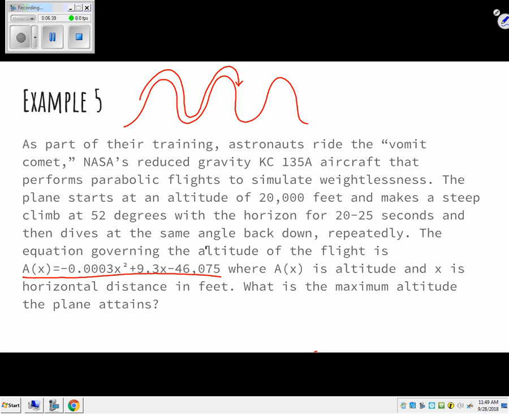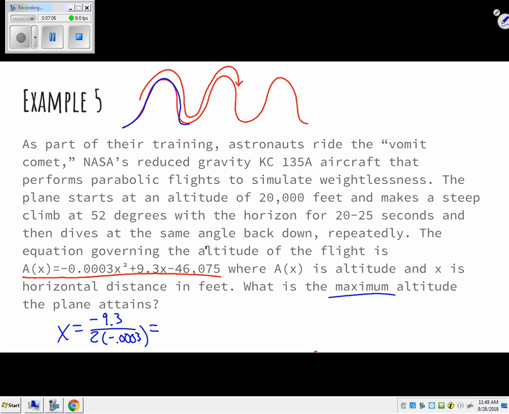I'm going to outline it in blue right here. So one of these parabolas, where A of x is the altitude and x is the horizontal distance. Again, it's asking for a maximum altitude. So I'm going to go find what that maximum altitude would be. They've already given me an equation on this. That's going to make this problem just a tad bit easier. So I do my negative b over 2a trick again.